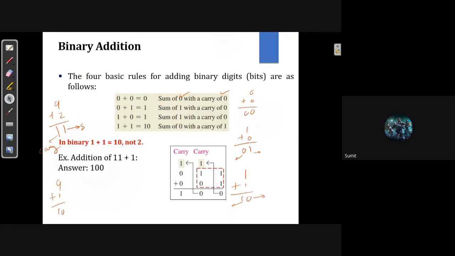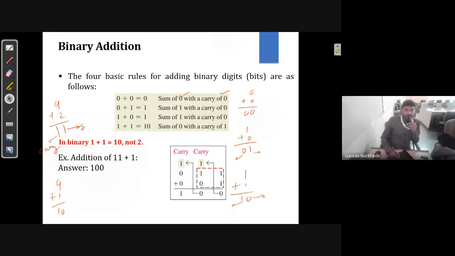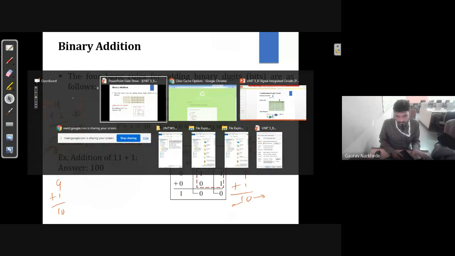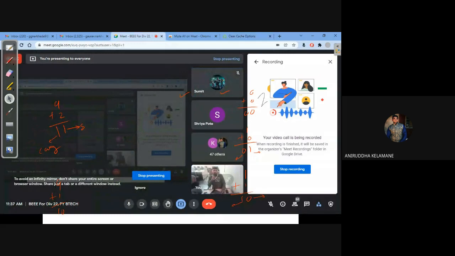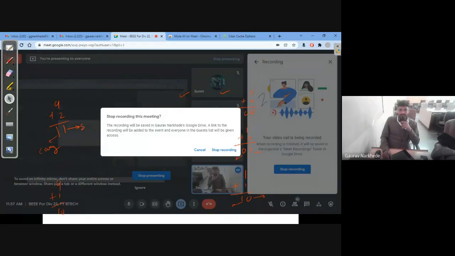So this is called your binary addition. Okay. So I guess it's quite simple. If you have any difficulties, we can discuss it.